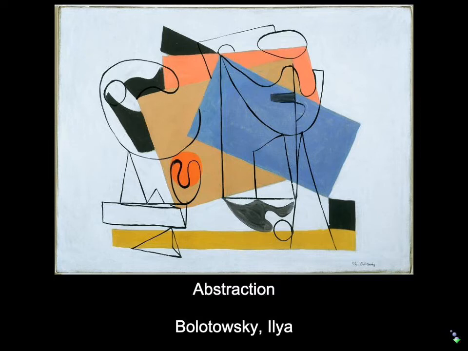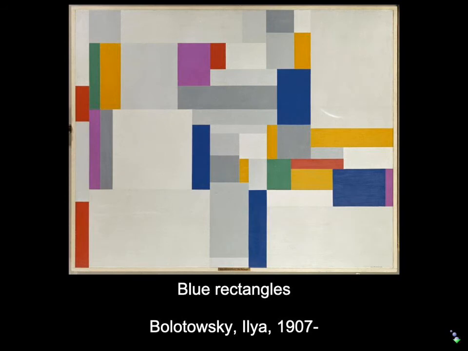So let's look at another Bolotowsky. You can see that here in blue rectangles, which is a little more severe, probably a little more influenced by Mondrian and his De Stijl group in Europe, and undoubtedly by artists from the Bauhaus as well, where you get this really nicely structured, symmetrical, asymmetrical tension, primary color, gray tones with a couple of secondary tones put in, kind of a syncopated rhythm. Really very handsome painting.